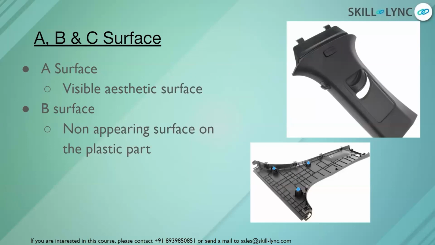Now, basically whenever you are provided with a class A surface, the given surface that you can actually see with our naked eyes, which has the aesthetic look, is your class A surface. Okay, so the surface behind it, with respect to the thickness that we are going to provide, is generally going to be a B surface.